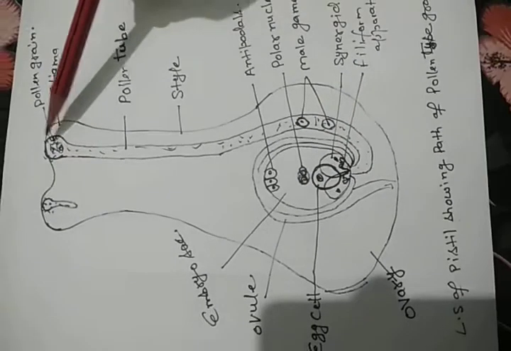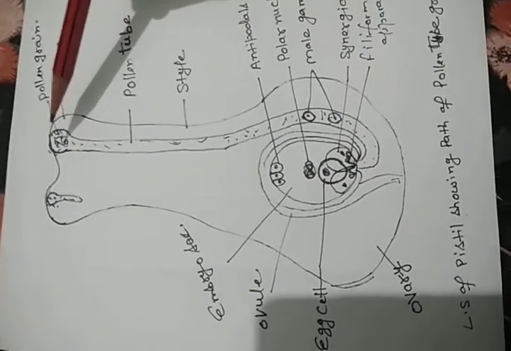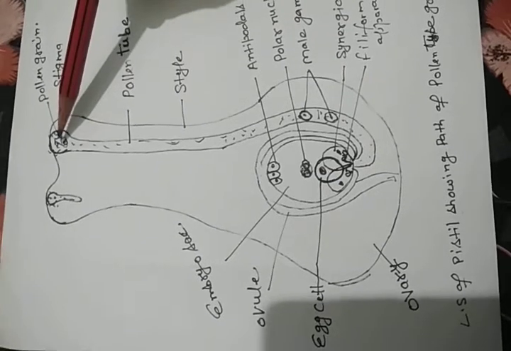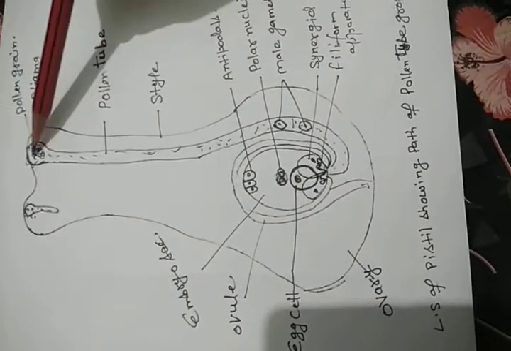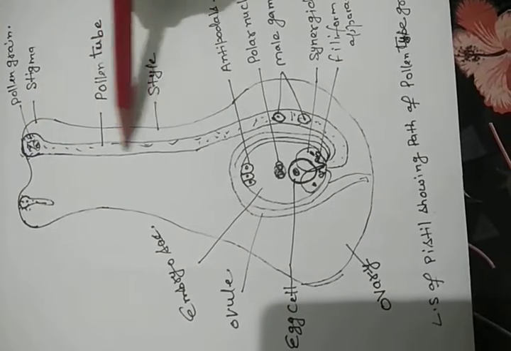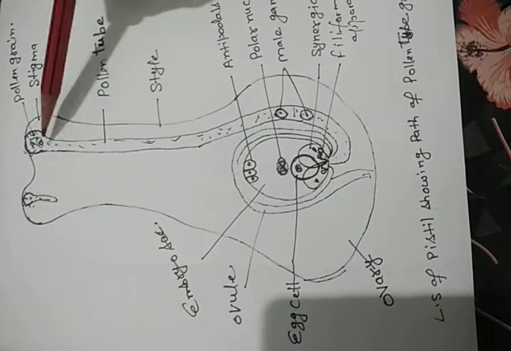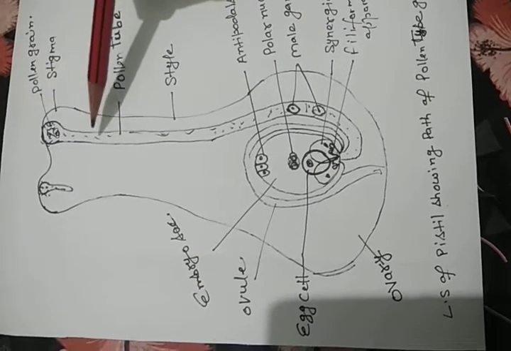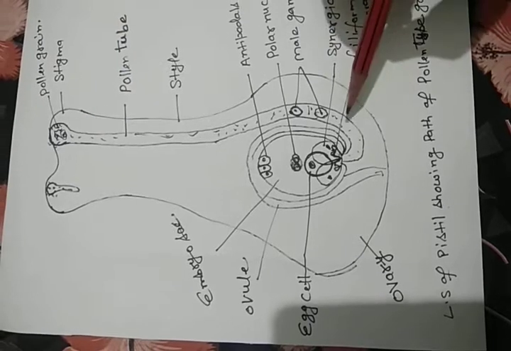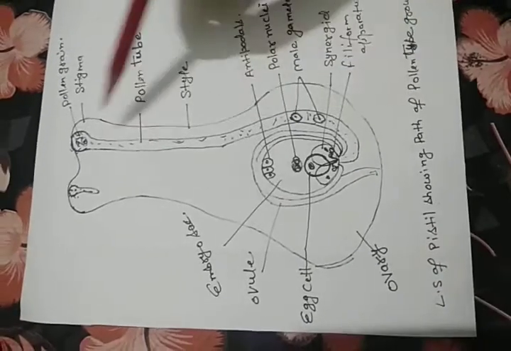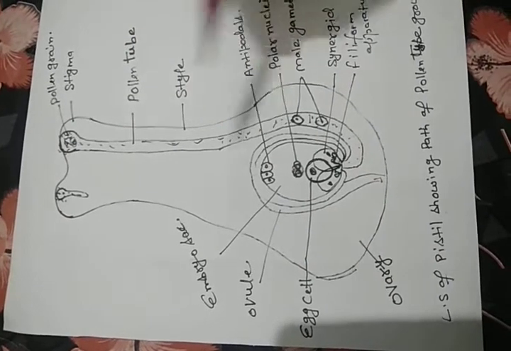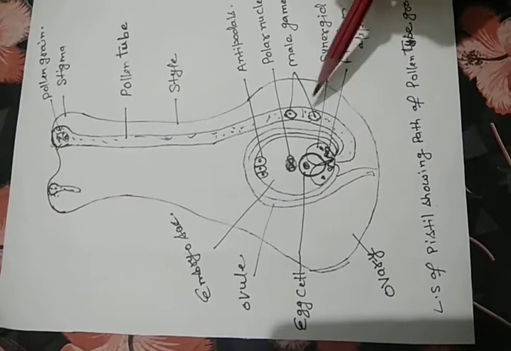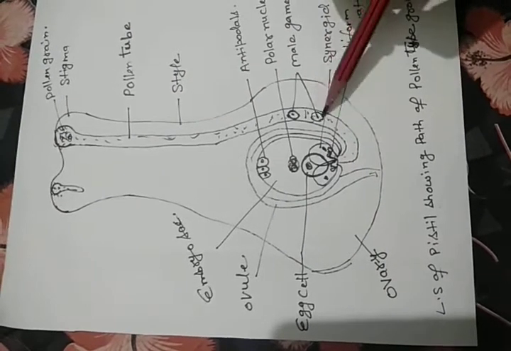So after pollination, this pollen grain now germinates and the pollen tube comes out from the germ pore. The material of the pollen grain also passes through the pollen tube. So there is 1 vegetative nucleus. So the vegetative nucleus also passes, and now this is the generative cell. While passing through the pollen tube, it divides by mitosis to form the 2 male gametes.